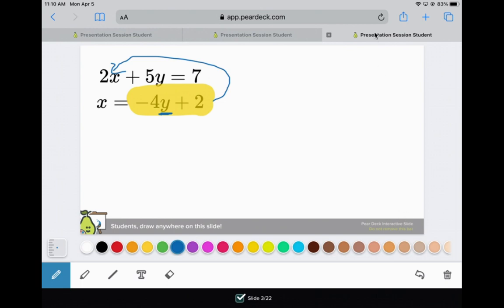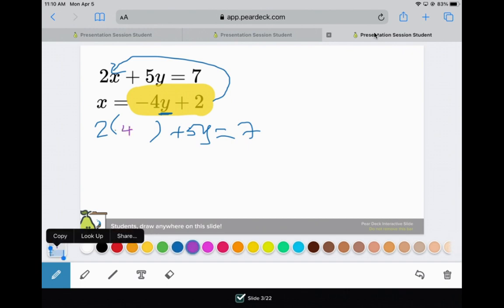All right, so once I replace, over here it's going to be 2, instead of X, I make that parenthesis, 5Y equals 7. So this should be negative 4y plus 2. So that's the substitution part. I replace one expression, I bring that into another equation, okay? Distribution. So negative 8y, 2 times 2 is 4, plus 5y equals 7.